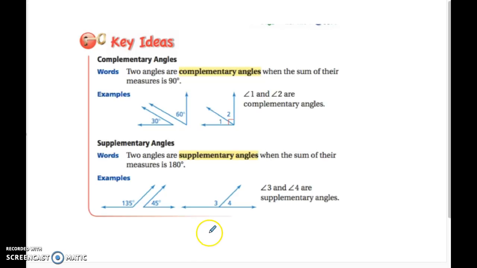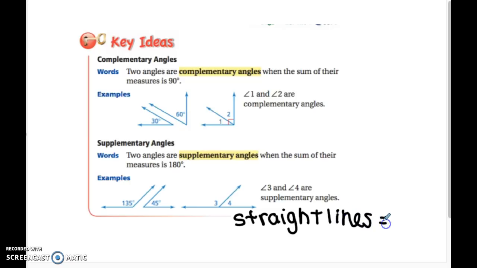Then we have supplementary angles, which are two angles that add up to 180 degrees. Again, it must be two. So in this example, 135 plus 45 is 180, so they're supplementary. And we can tell angle 3 and 4 are supplementary because they're on a straight line. And straight lines equal 180 degrees. That's going to be very important for us.